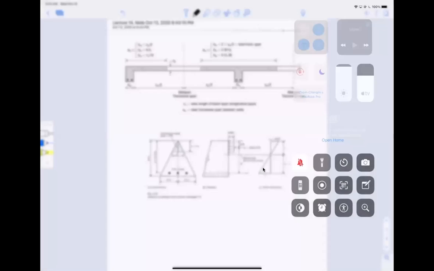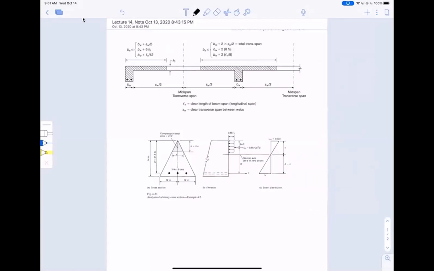Perfect. Okay, so let me do this iPad thing and let me share with you. One second. Okay, can you guys see the screen? Yeah. All right, folks, good. I have more people from the waiting room, so let me get this started.